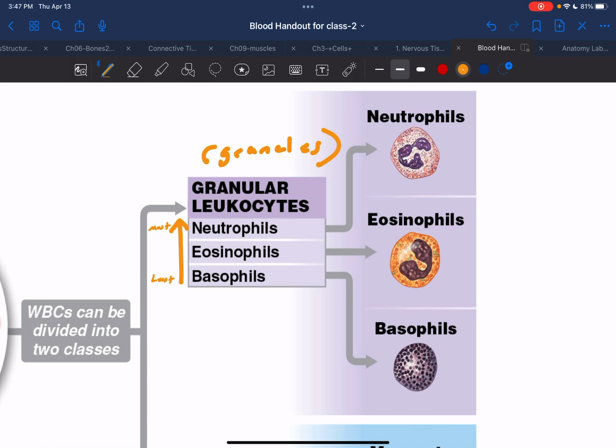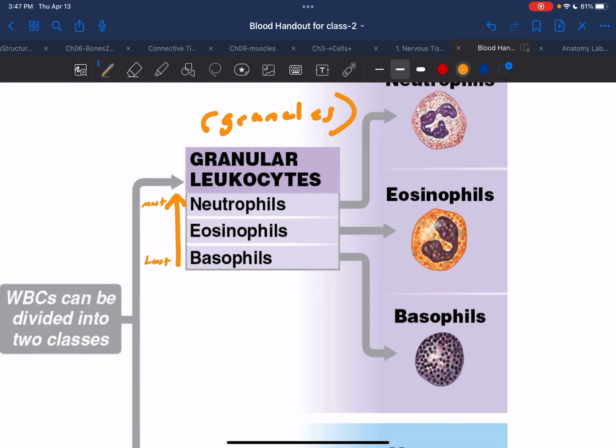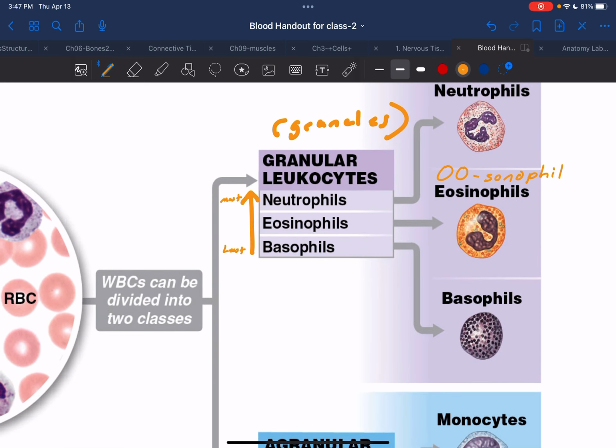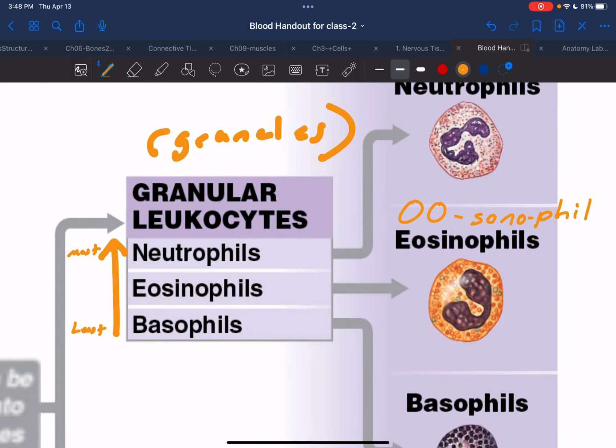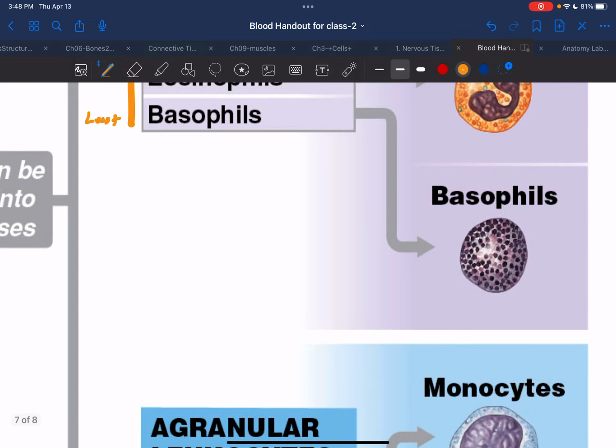And neutrophils, eosinophils, this is pronounced with the double O's there. Eosinophil. This sounds more like an A, I think. Eosinophil. And then basophil.